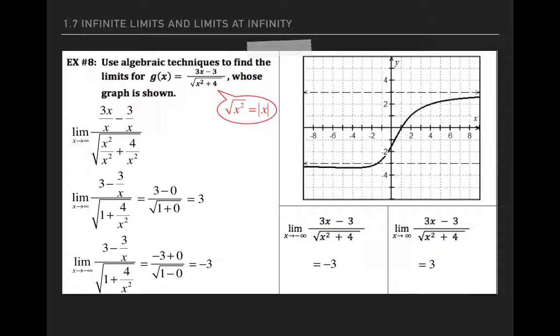So ladies and gentlemen, that is all that I have for your infinite limits and limits at infinity. I hope now that you see that they are in fact two different ideas, and I'm looking forward to talking about them more with you.